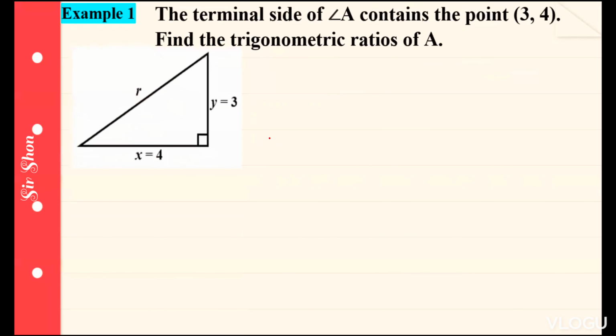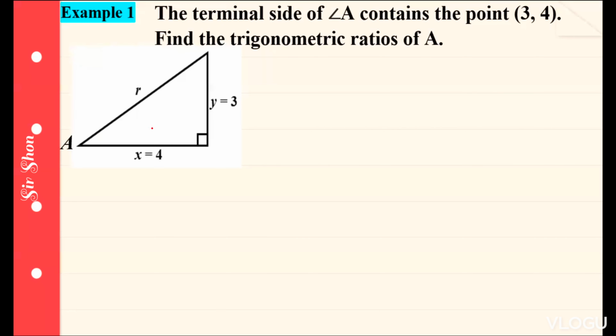For example, the terminal side of angle A contains the point (3, 4). Find the trigonometric ratios of A. Before we solve for the six trigonometric ratios, we have to complete first the lengths of the three sides of a right triangle. Here, there is a missing length, which is the hypotenuse. So we need to find the measure of the hypotenuse first.